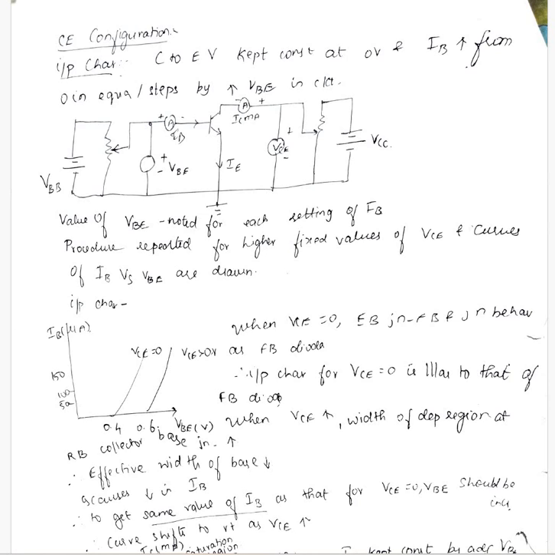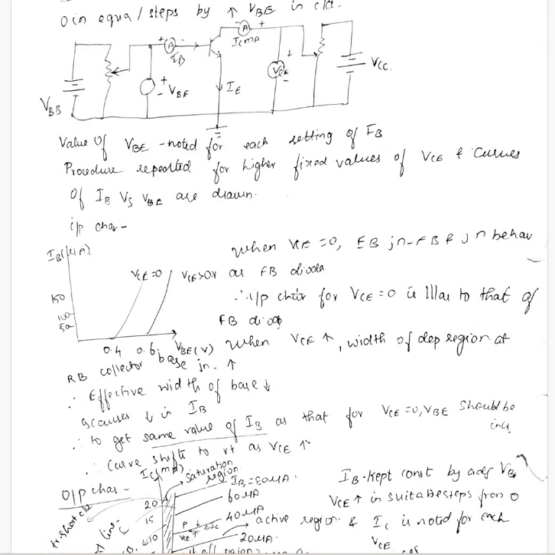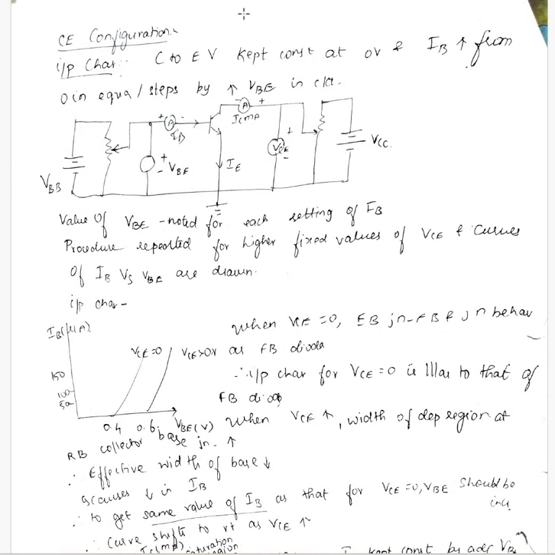Welcome. The next topic is common emitter configuration. Same like common base, we need to plot the input and output characteristics and the H parameters. For input characteristics, it's plotted between input voltage and input current. So emitter is grounded, input in base, output in collector.